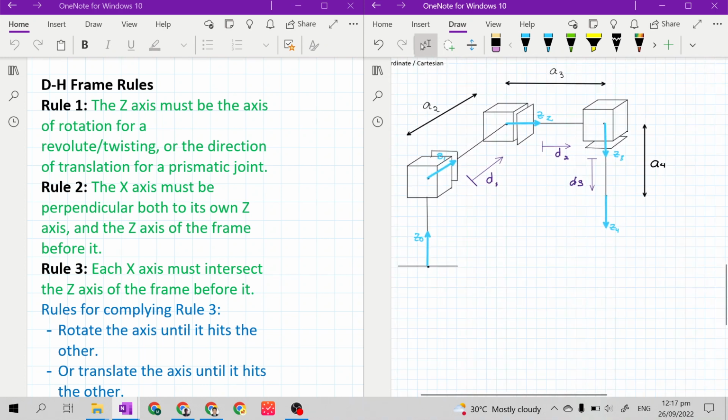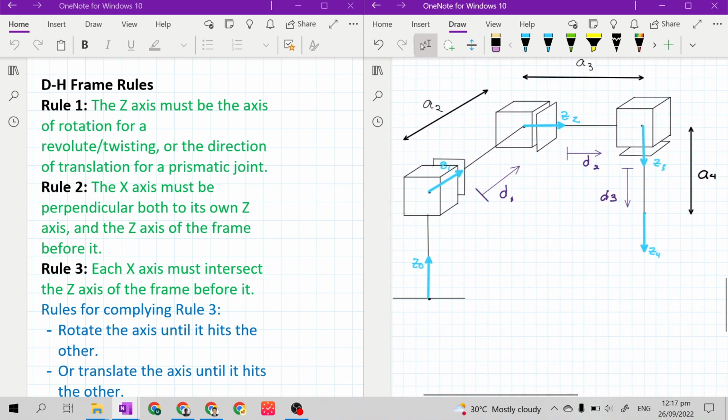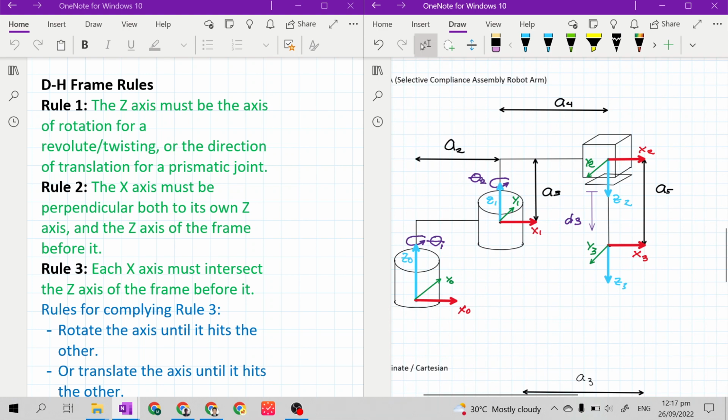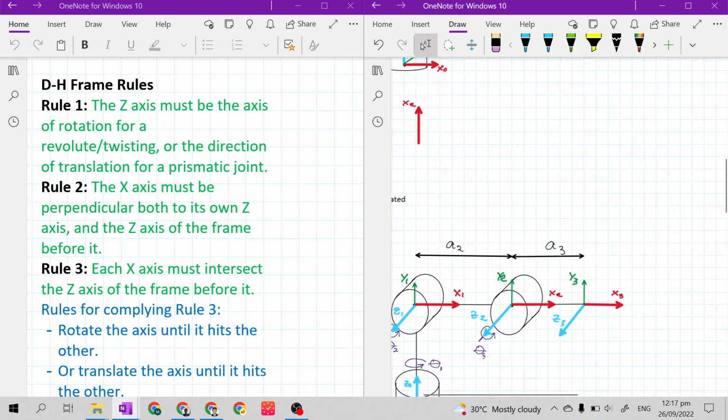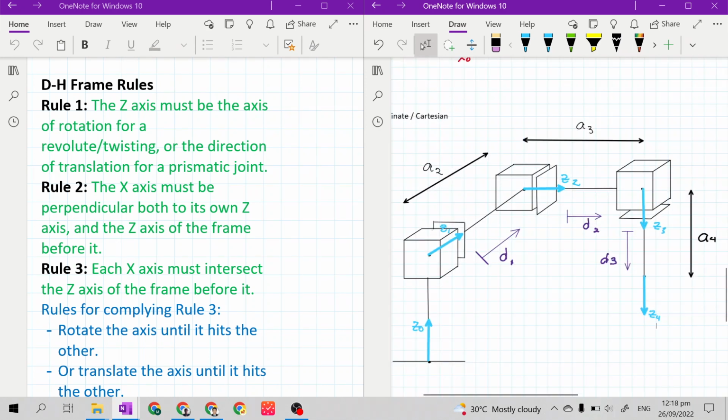Okay, be reminded again, class, this is a 3 degrees of freedom mechanical manipulator, not 4 degrees of freedom mechanical manipulator. Okay? Again, this is 3 degrees of freedom mechanical manipulator. All of them are 3 degrees of freedom mechanical manipulator. Okay? Next, rule 2.